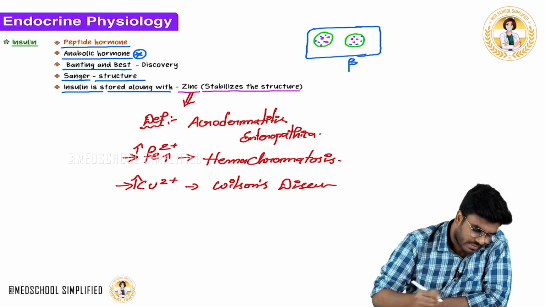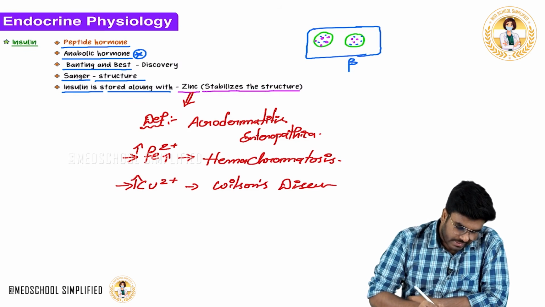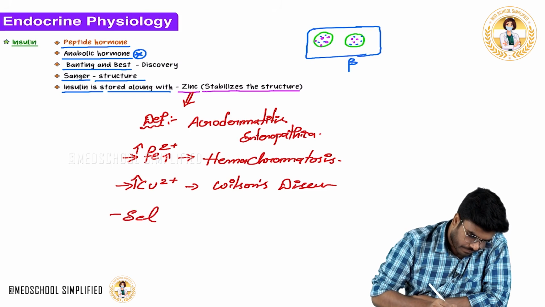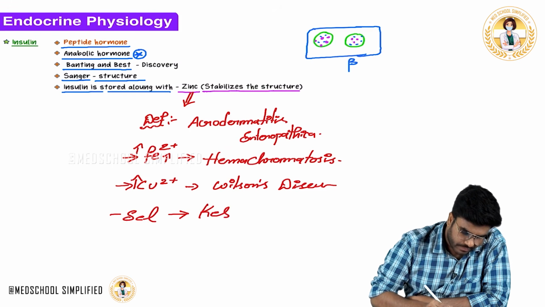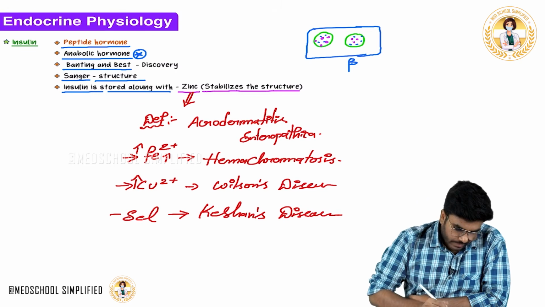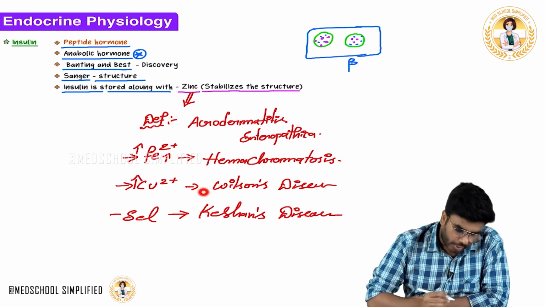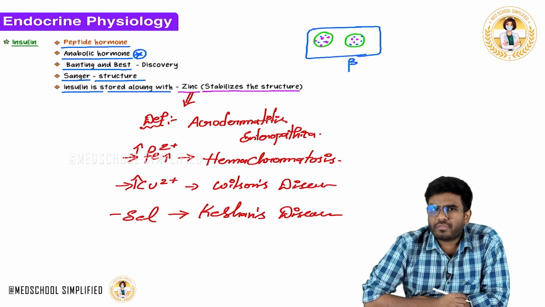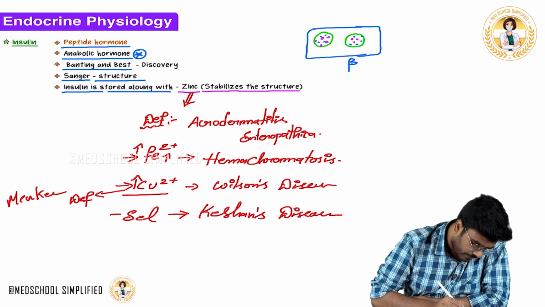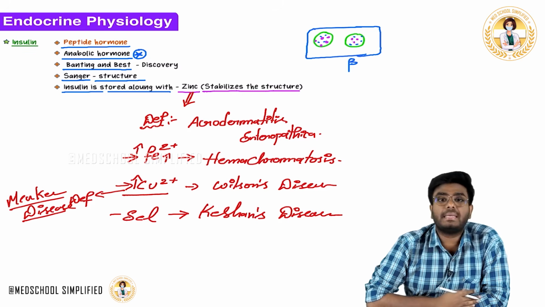Now, deficiency of zinc causes acrodermatitis enteropathica, and a recent question asked in the exam was: deficiency of selenium causes which disease? Excess copper in the body causes Wilson's disease. Deficiency of copper causes what? Copper deficiency causes Menkes disease.